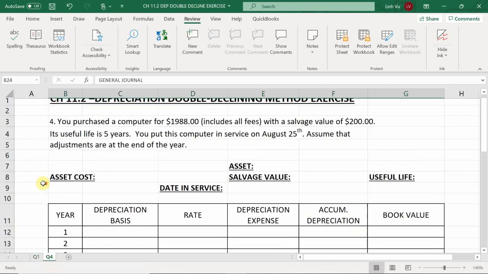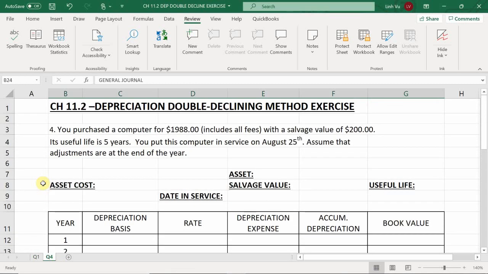So question number 4 says, in this case, you decided to purchase a computer for $1,988, which includes all fees and taxes, with shipping and all that stuff, with a salvage value of $200. And its useful life is 5 years. And you put this computer into service as of August 25th. Assume that the adjusting entries are made at the end of the year.